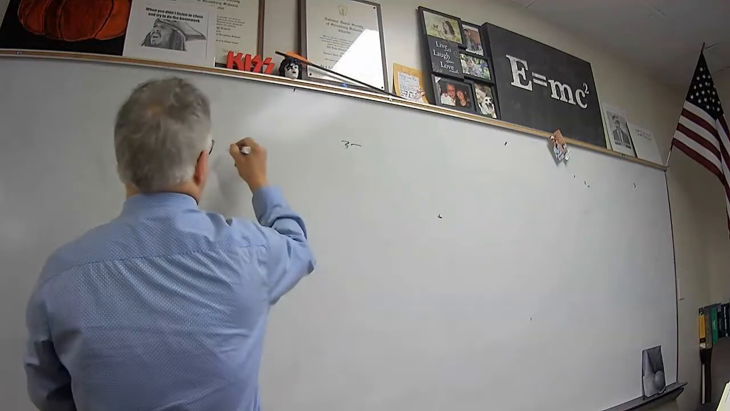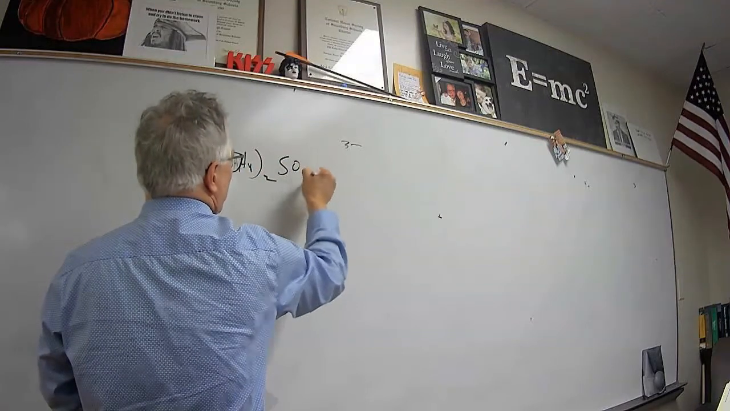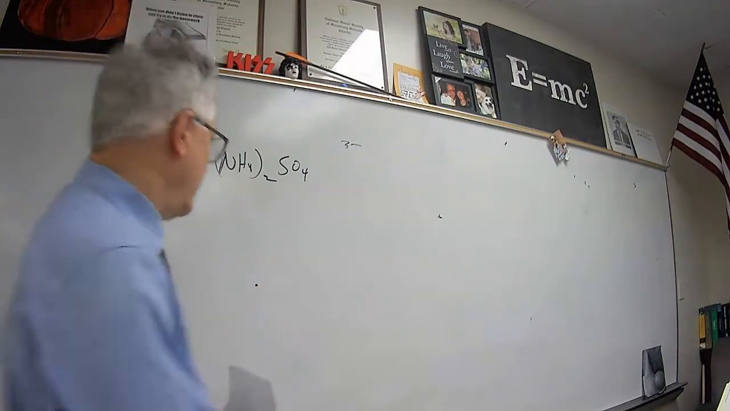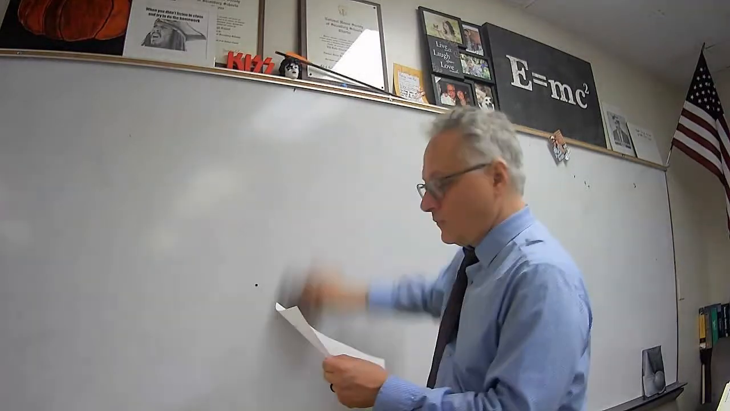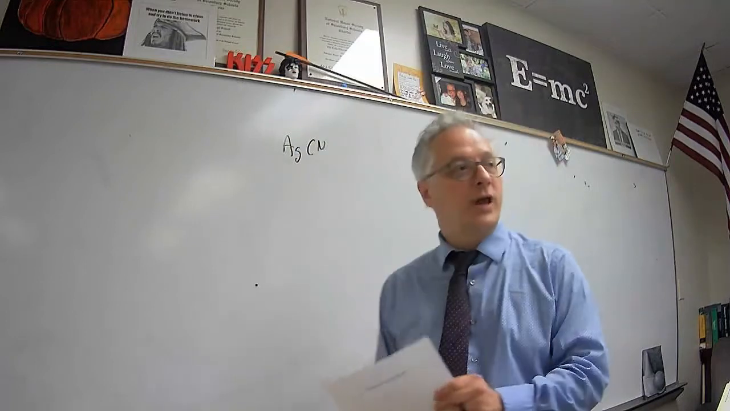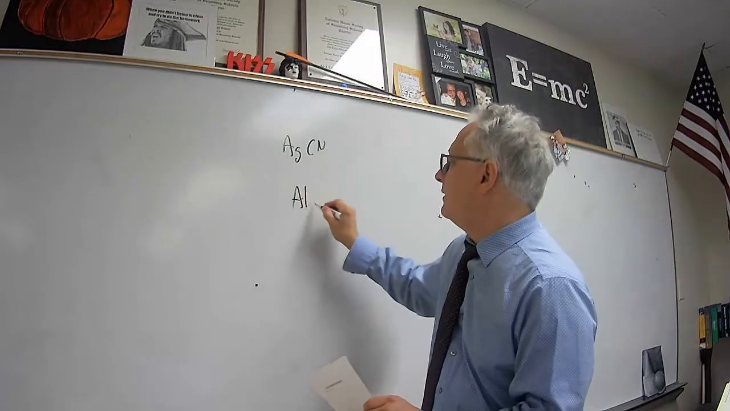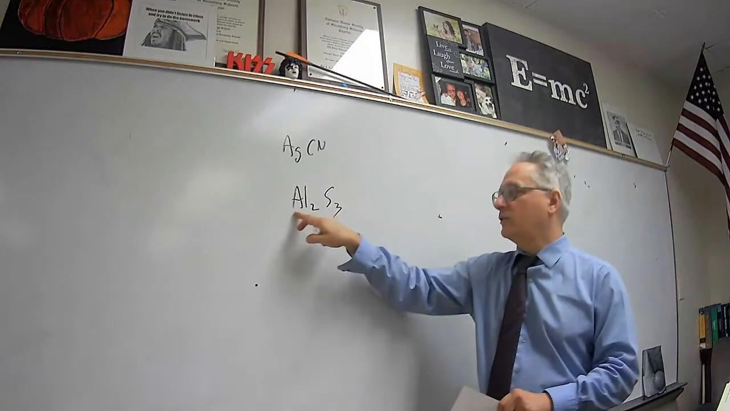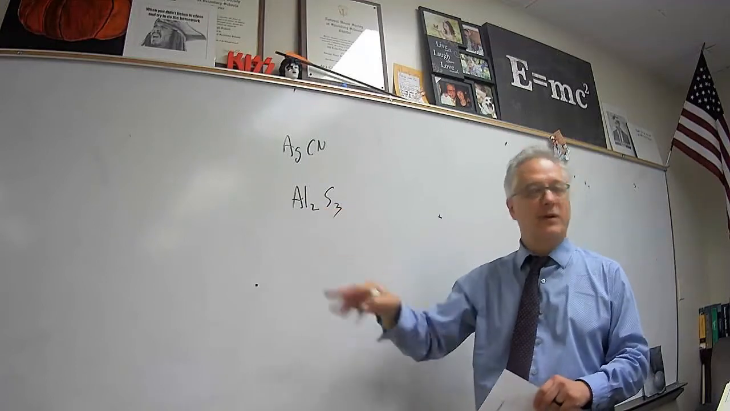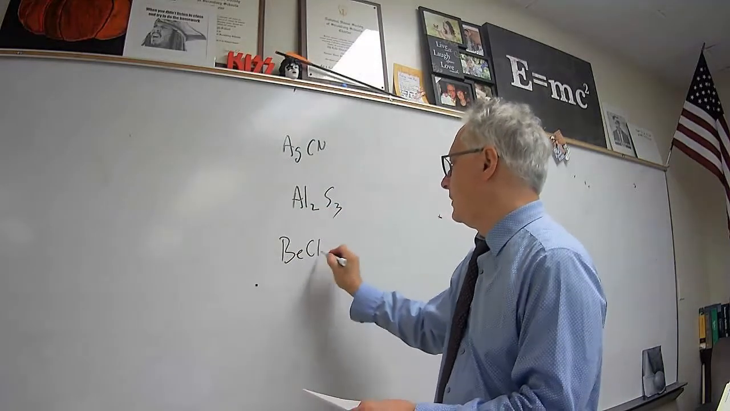Ammonium sulfate. Ammonium is NH4 with a +1 charge. I'm going to need 2 because I know that sulfate has a -2 charge. And again, the more you do it, the more you look at those charts, the better off you're going to be. Silver cyanide, +1, -1. There's your chemical compound. Aluminum sulfide, Al2S3. Why? Because aluminum gets a +3 charge, so I need 2 of them. Sulfide gets a -2 charge, so I need 3 of them for there to be a +6 and a -6. Beryllium chloride, BeCl2.